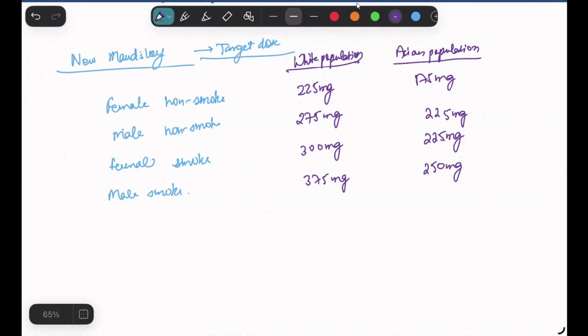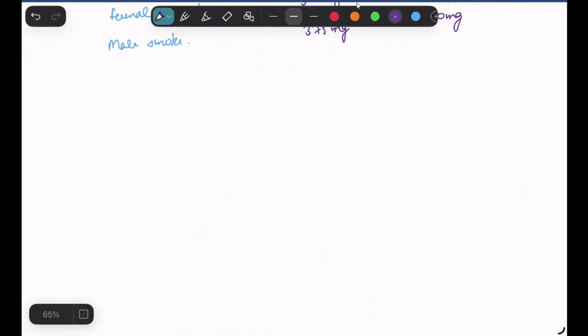So for the white population, the female non-smoker has a dose of 225 mg. For female smoker, it will be 300 mg. For male non-smoker, it will be 275 mg. And for male smoker, it will be 375 mg. Okay, clear? Now coming to the important thing, which is therapeutic drug monitoring.